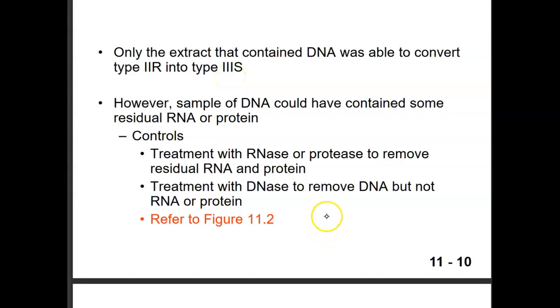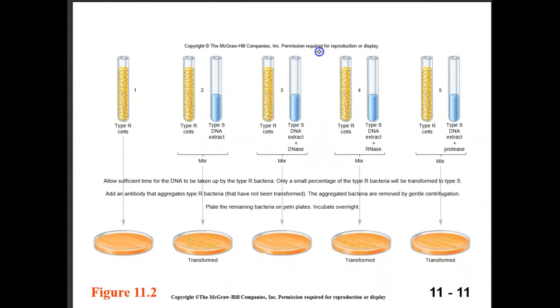However, DNA in that particular case could have contained RNA or some trace protein. So what did they do to account for that? This was brilliant, you guys. This is amazing. So it's easier to look at a graphic of the experimental design. So you have the rough cells, all right? You look at just the bacteria, and the rough cells don't basically transform because they're just rough cells. If you take type R cells and then you add a type S DNA extract, okay? In other words, you add just the DNA.